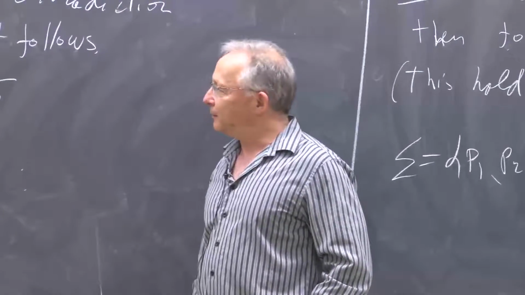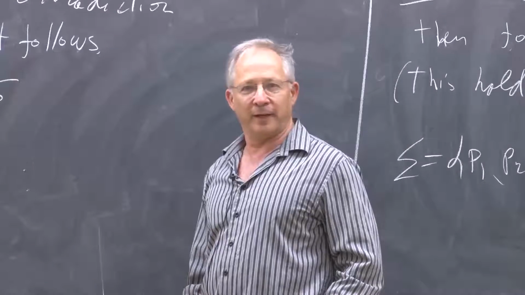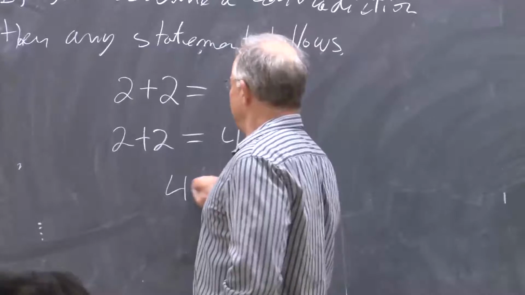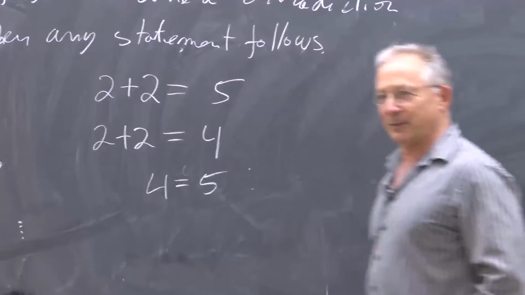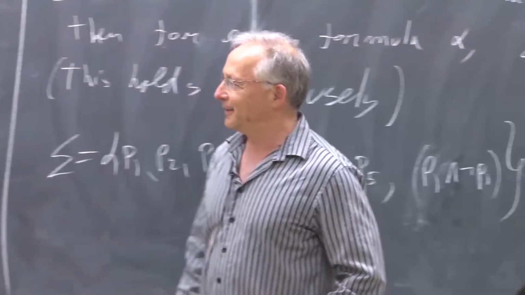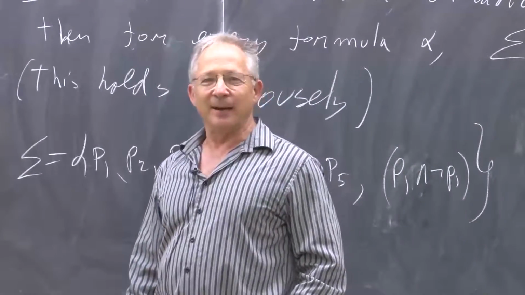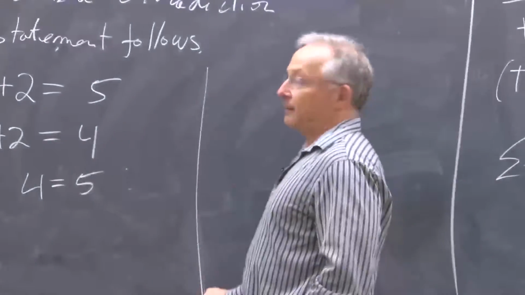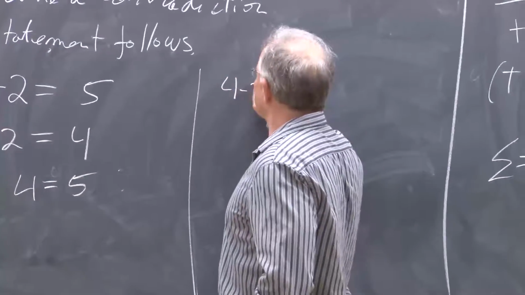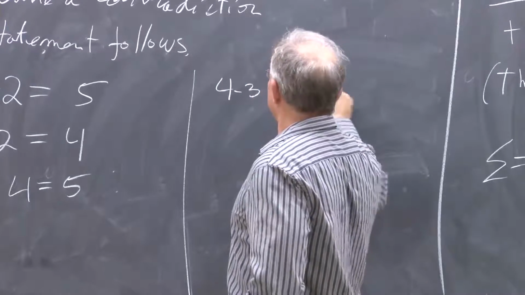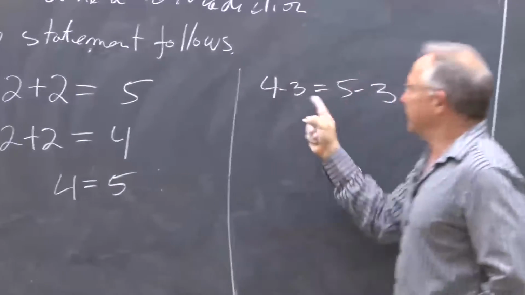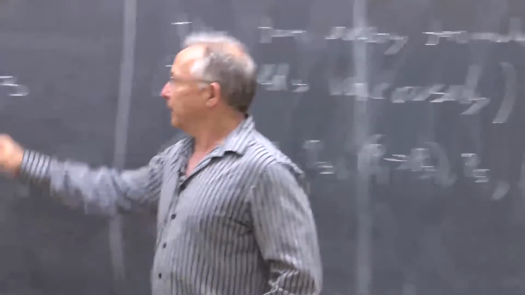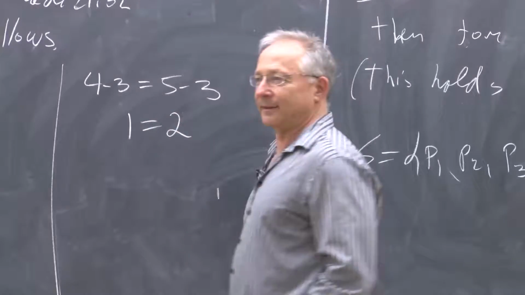Now, by the transitivity of equality, if A equals B and B equals C, then A equals C, we get that 4 equals 5. Oh, don't worry, we're on our way to the Pope. Now we said, if that's the case, then we can do some math manipulations: 4 minus 3 equals 5 minus 3. Because if those are equal and I subtract the same number, I get the same result. So I get that 1 equals 2.